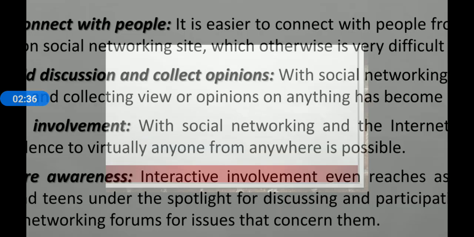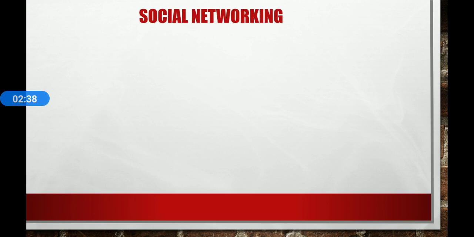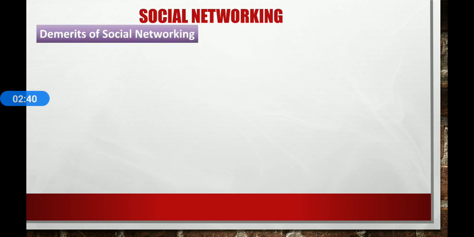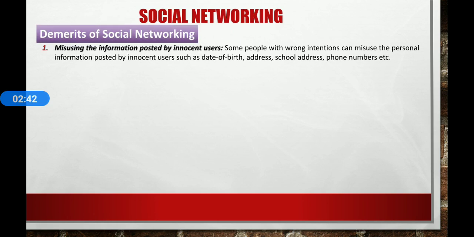Let's see the demerits of social networking. With the boom in social networking, a few ill practices have slipped into the system, and the user should be aware of these in order to avoid unnecessary pitfalls. Here is a list of common misuses that users must be aware of.